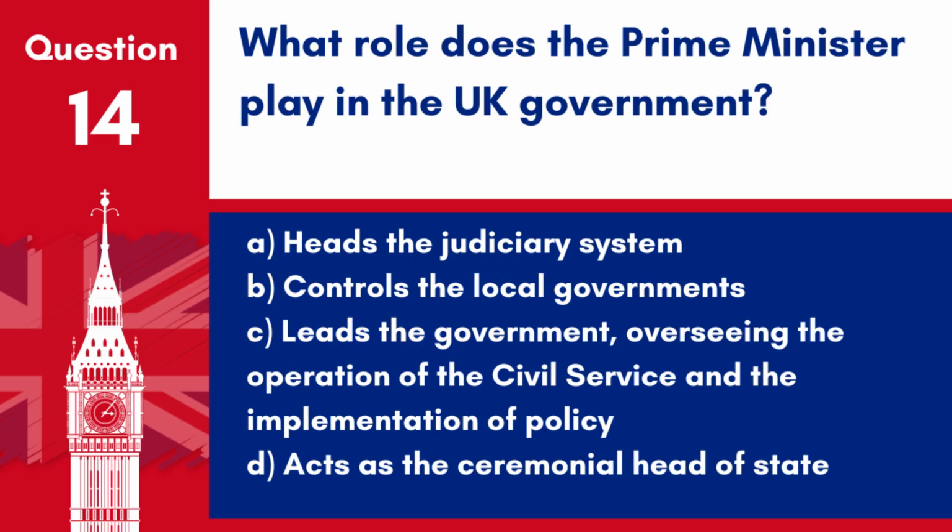Question 14. What role does the Prime Minister play in the UK government? A. Heads the judiciary system. B. Controls the local governments. C. Leads the government, overseeing the operation of the civil service and the implementation of policy. D. Acts as the ceremonial head of state.